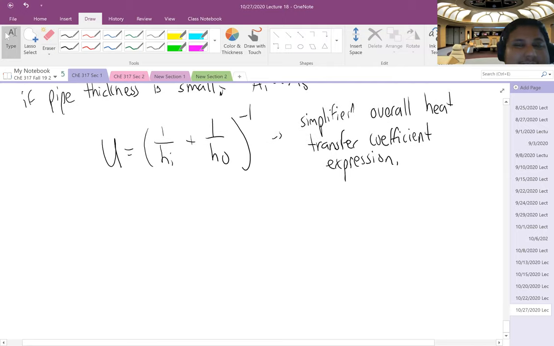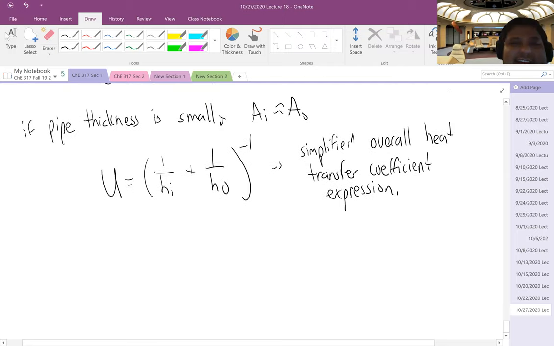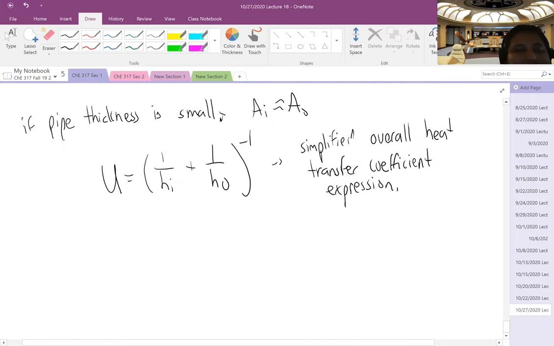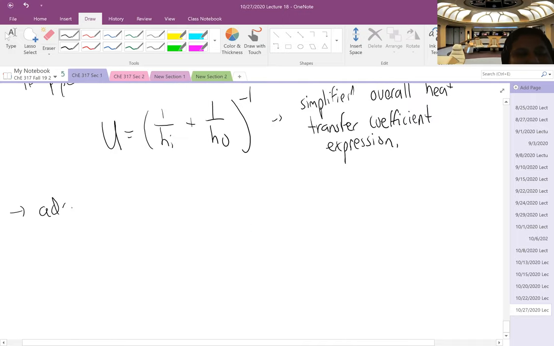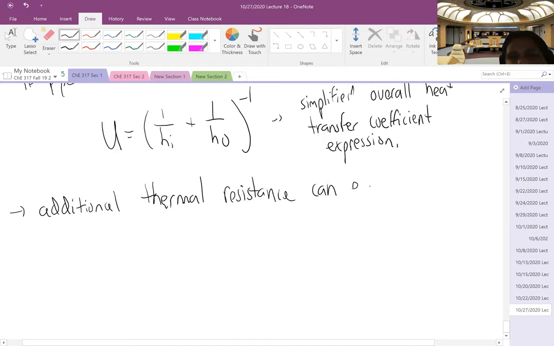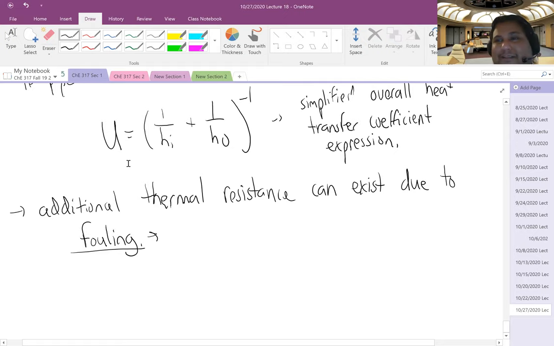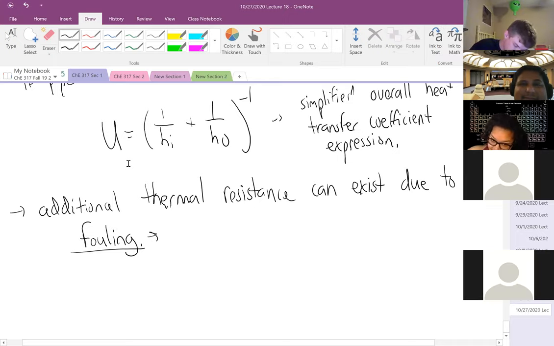And so we can consider not only the conductive resistance of the pipe, but also an additional thermal resistance that can exist due to what is known as fouling. And all right, Jacob, you took membranes. So what is fouling?